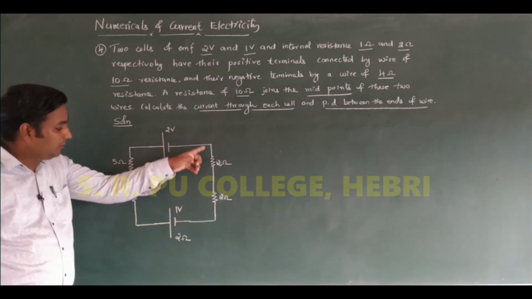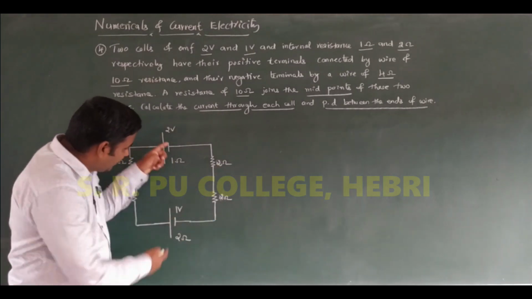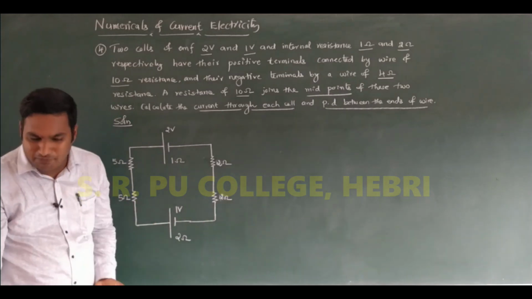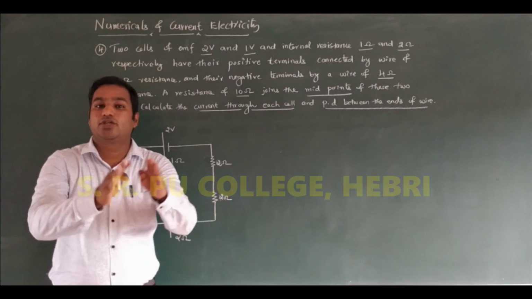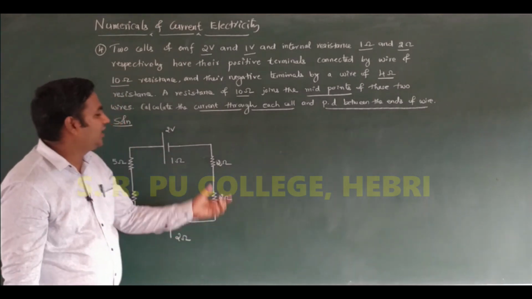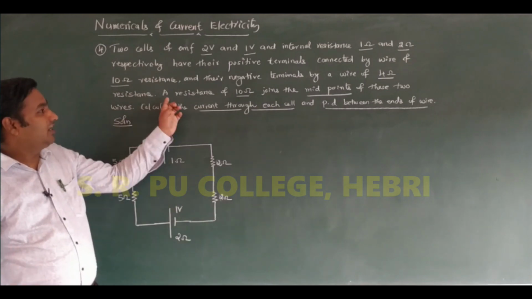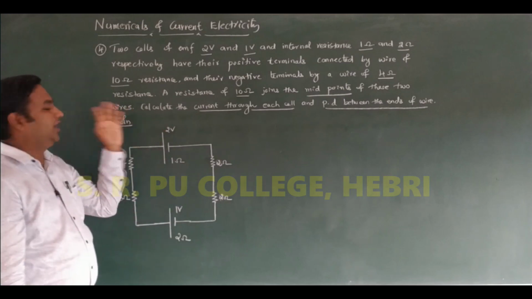And the negative terminals of the two cells are connected to the 4 ohm resistor. Here the negative terminal is connected to the 4 ohm. But for my adjustment, for simplification purposes, I consider that 4 ohm resistance as two equal parts. What is it? 2 ohm, 2 ohm equal parts. And in continuation of this, a resistance of 10 ohm joins the midpoint of these two wires.